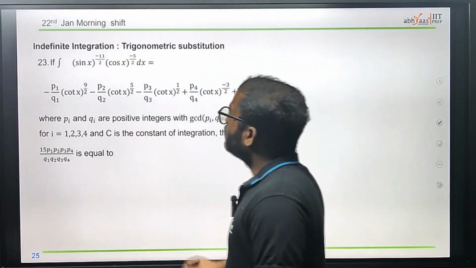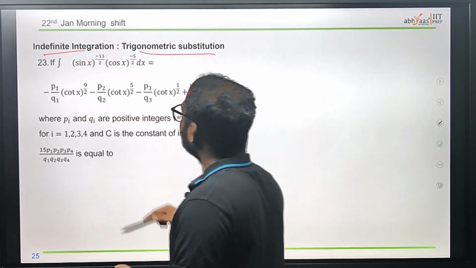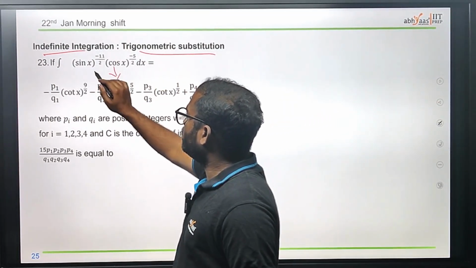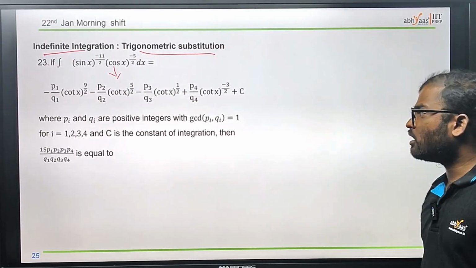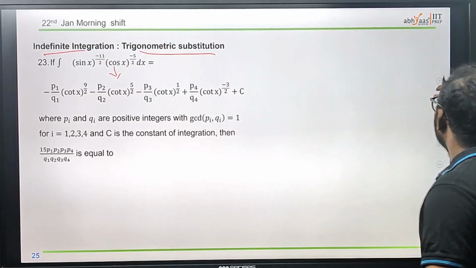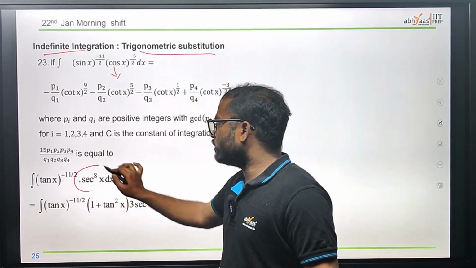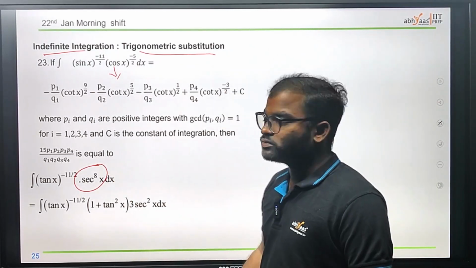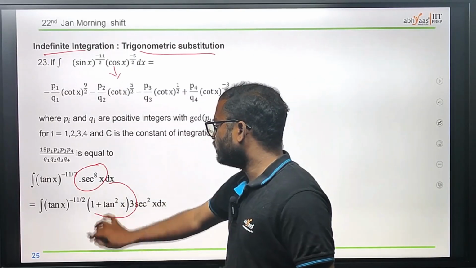Now in the second one, indefinite integration, which is based on trigonometric substitution, if we observe, first we need to make it look like tan. In order to make it look like tan, just divide with cos minus 11/2. After doing that, we can easily see that we have a tan inverse. See here, we have tan inverse of minus 11/2 into secant power 8/8x. We also know secant square is equal to 1 plus tan square x. We can substitute those values so we will have the tan form.